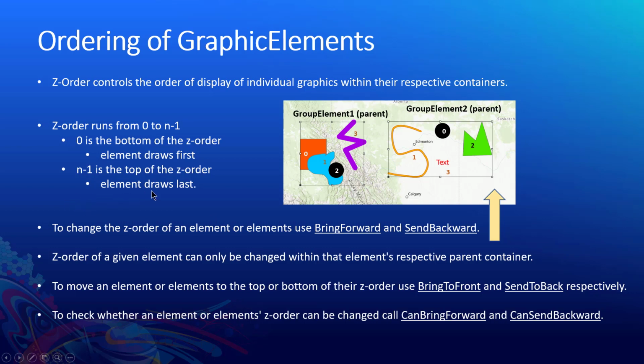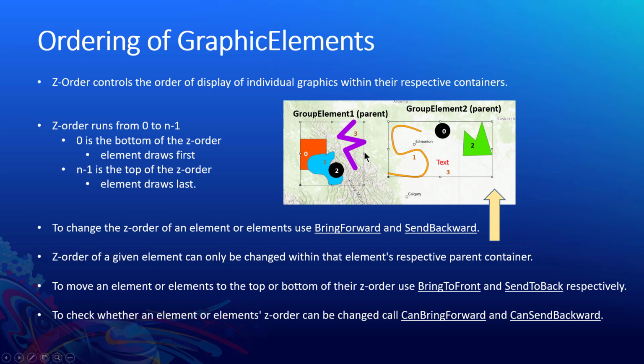Z order of a graphic element controls the order of display of elements. The Z order runs from 0 to n-1, n being the total number of elements in a container. An element with the order 0 draws first, and the n-1 element draws last. To change the Z order of an element, use the bring forward or the send backward methods. An important thing to remember here is that the Z order of an element can only be changed in the element's container. This is shown by the image on this slide.